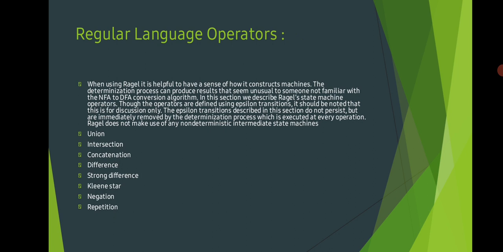In this section, we describe Ragel state machine operators. Though the operators are defined using epsilon transitions, it should be noted that this is for discussion only. The epsilon transitions described in these sections do not persist, but are immediately removed by the determination process, which is executed at every operation. Ragel does not make use of any non-deterministic intermediate state machines. Some of the operations are union, intersection, concatenation, difference, strong difference, Kleene star, negation, and repetition.